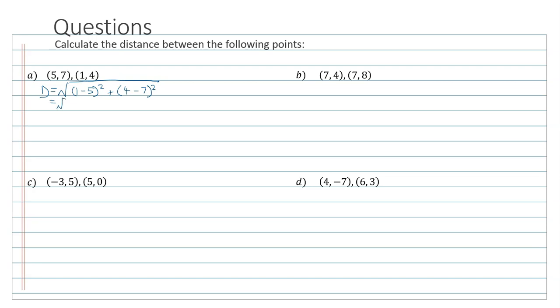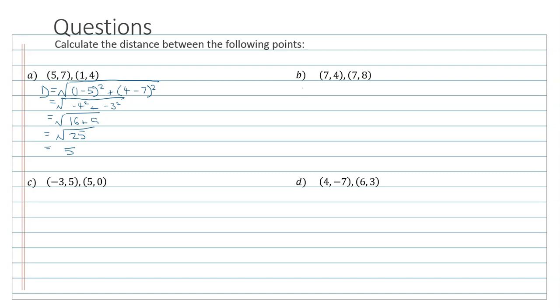Doing it again, we're going to get negative 4 squared plus negative 3 squared. That will become 16 plus 9. So the square root of 25, I know that off the top of my head, 5 times 5 is 25, so the square root of 25 must be 5.